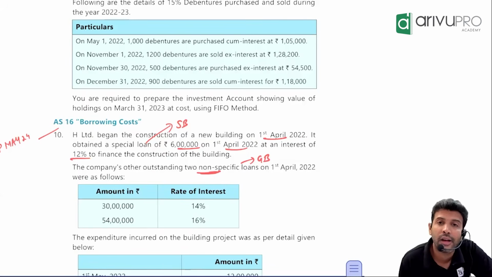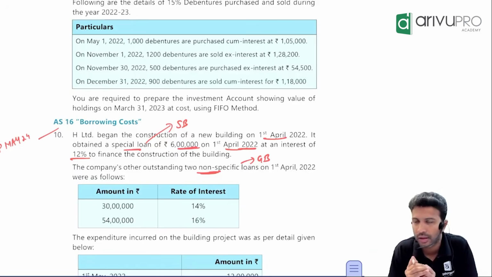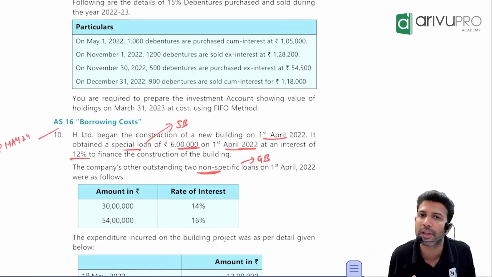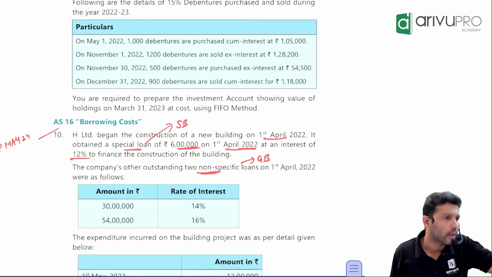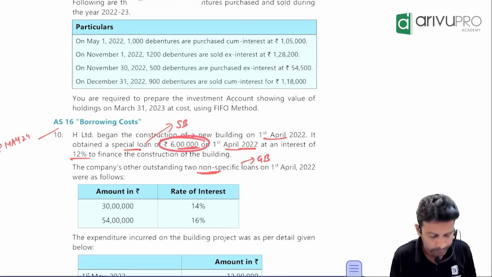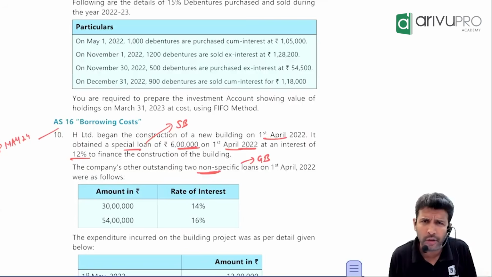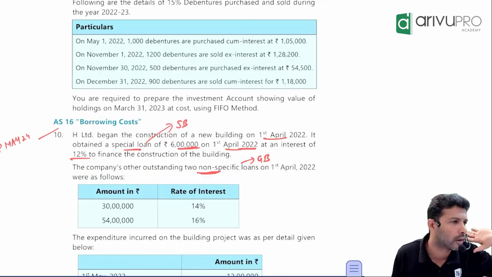It obtained a specific loan. Specific loan means a general borrowing or a specific borrowing? It obtained a specific loan of 6 lakh on 1st April. That means for this building construction only you have taken a 6 lakh loan. Are you able to identify the purpose of utilization of this loan? Yes. So it is a specific borrowing of 6 lakh, on 1st April. Is there any capitalization rate drama for specific borrowing?